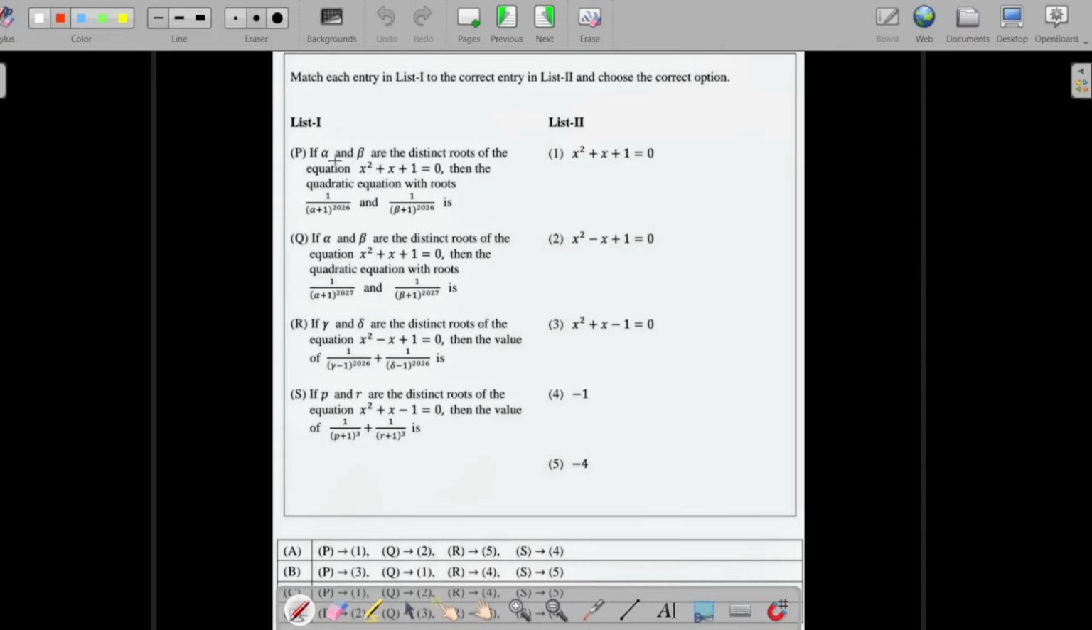So the question here is: if alpha and beta are distinct roots of the equation x square plus x plus 1, and we have these two questions, and then we have another two questions based on two different equations. It looks lengthy, but the basics of all the questions are almost the same. So let us start with the theory part first.